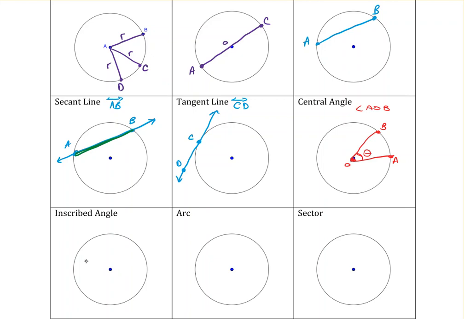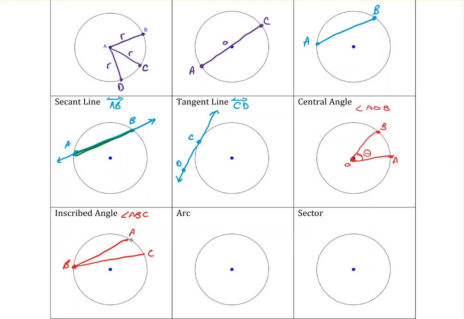An inscribed angle is a different angle. An inscribed angle has the vertex instead, we'll call this B, the vertex of the inscribed angle is on the circle. So inscribed angles have a vertex on the circle. Central angles have a vertex at the center of the circle. So that's called angle ABC.